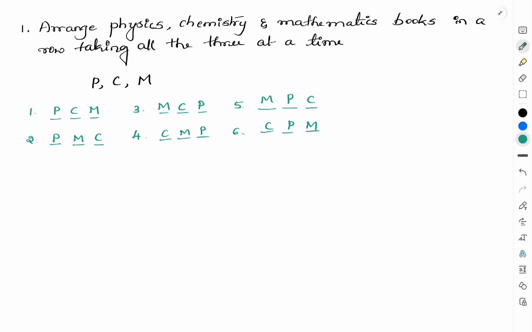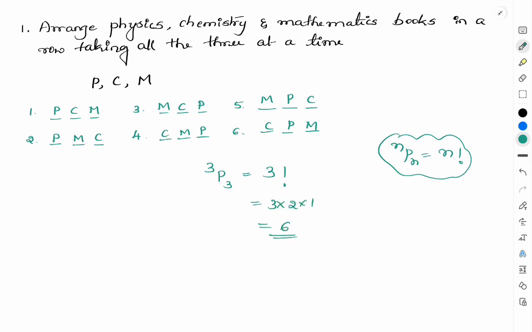So if I want to represent this in terms of permutation, we have to arrange three books in such a way that all the three we have to take. So it is 3p3, permutation of three things taken three at a time. We have studied npn is nothing but n factorial. Applying this formula here, this is nothing but 3 factorial, which is 3 into 2 into 1, is nothing but 6. So this is how you can solve this particular problem. In the same way, applying the same concept, we can solve n number of problems related to permutations.